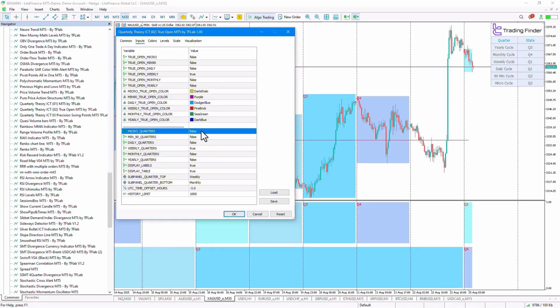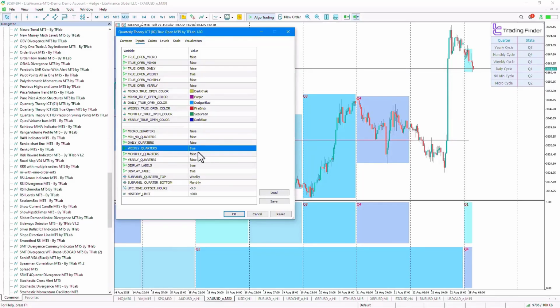In this first input, we can enable or disable the display of the quarter related to the micro or 1-minute time frame. In this next input, we can enable or disable the quarters related to the 90-minute time frame, where in this range, 4 quarters corresponding to the 22-minute time frame will be displayed for us. In this next input, we can enable or disable the display of daily quarters. In this section, the daily quarters are actually the Forex sessions, and their start times are exactly based on the Forex sessions, which are displayed by the indicator.